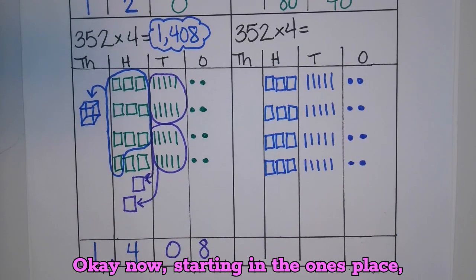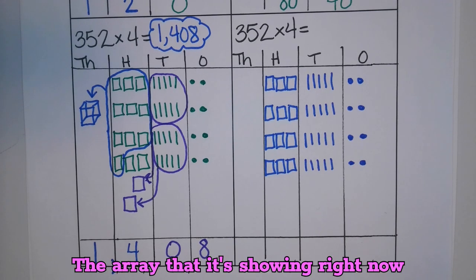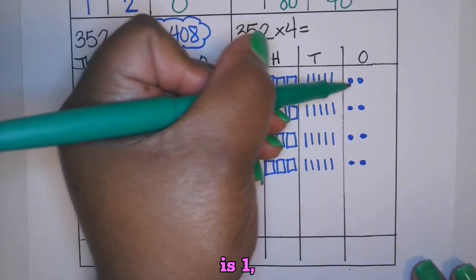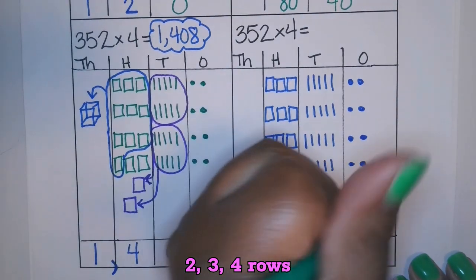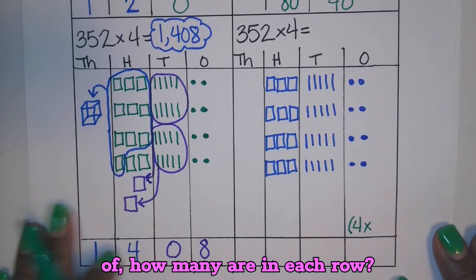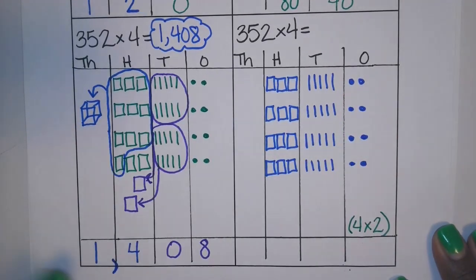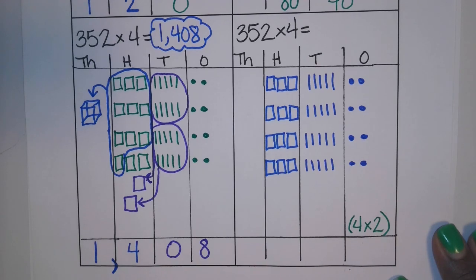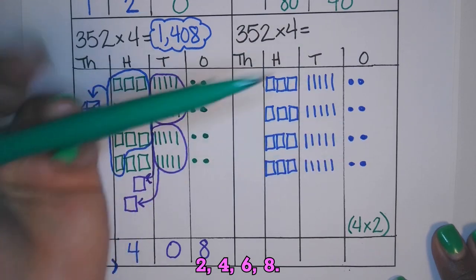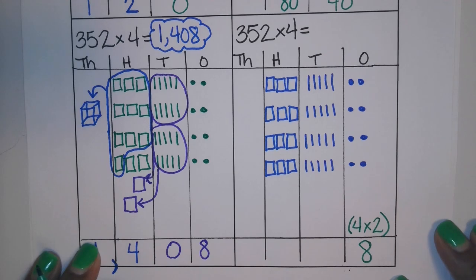Okay, now starting in the ones place. The ones place does create an array. The array that it's showing right now is 1, 2, 3, 4 rows of, how many are in each row? 1, 2. So 4 rows of 2. 4 rows of 2 would be 2, 4, 6, 8. So it's still represented by 8.